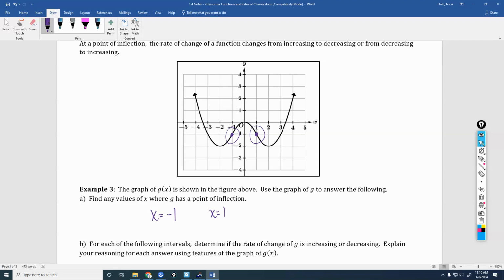So a point of inflection is where it changes? Where you change concavity, yes. So like right here we're concave up, and again right here we're concave up, we're curved up there. Here in the middle, our graph is concave down. So it's the place where it switches.